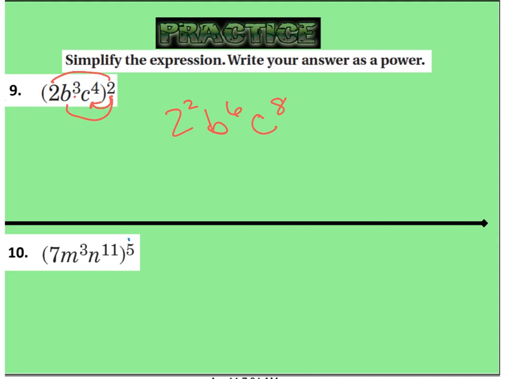Same thing here, we're going to take the power of 5, we're going to put it to each part of our expression. 7 to the power of 5, again, leaving it. 3 times 5, m to the power of 15. 5 times 11, n to the power of 55.